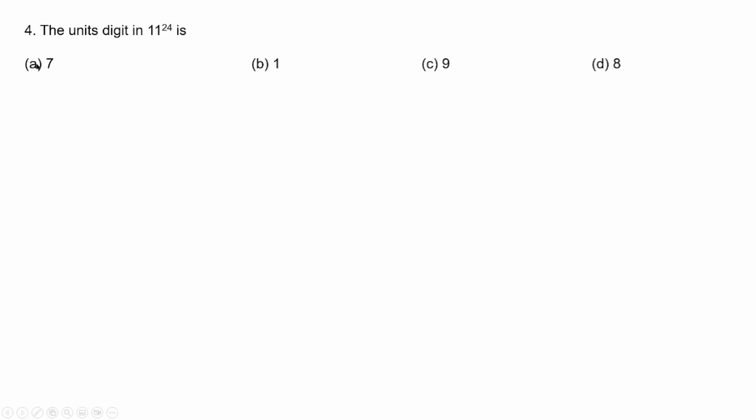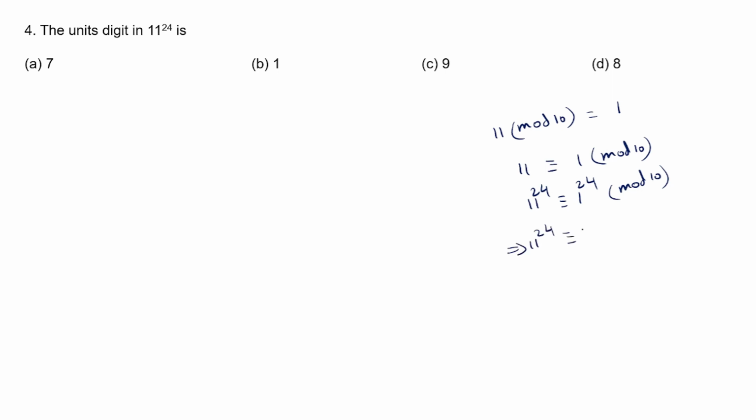The next question, these are additional questions. The units digit in 11 raised to 24 is. If we want to find the units digit, then we have to find mod 10. 11 mod 10 is 1. So we have 11 congruent to 1 mod 10. 11 raised to 24 congruent to 1 raised to 24 mod 10. So from this we get 11 raised to 24 congruent to 1 mod 10. So the correct option is option 1. Even otherwise, if we consider 11 square, it is 121, so the ones place will be 1. Then 121 into 11, again the ones place will be 1 and so on. So the units digit in 11 raised to 24 is 1.